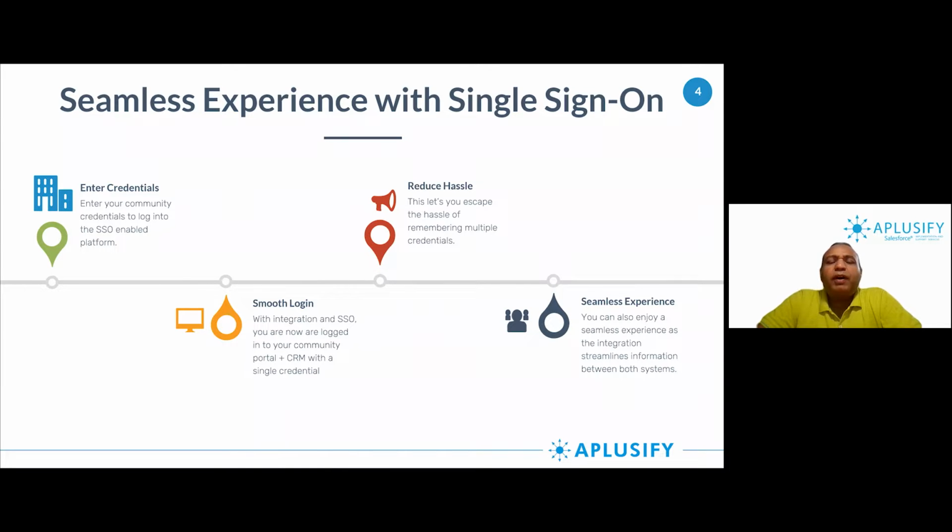And if I take myself as a user, I don't want to remember n number of passwords for n systems that I'm logging in. If I just have one password, it's a seamless experience, and I would prefer a system which just provides me one credential for logging into n systems. So that is a huge advantage. I think we have got one question here in between. Let's see what it is.